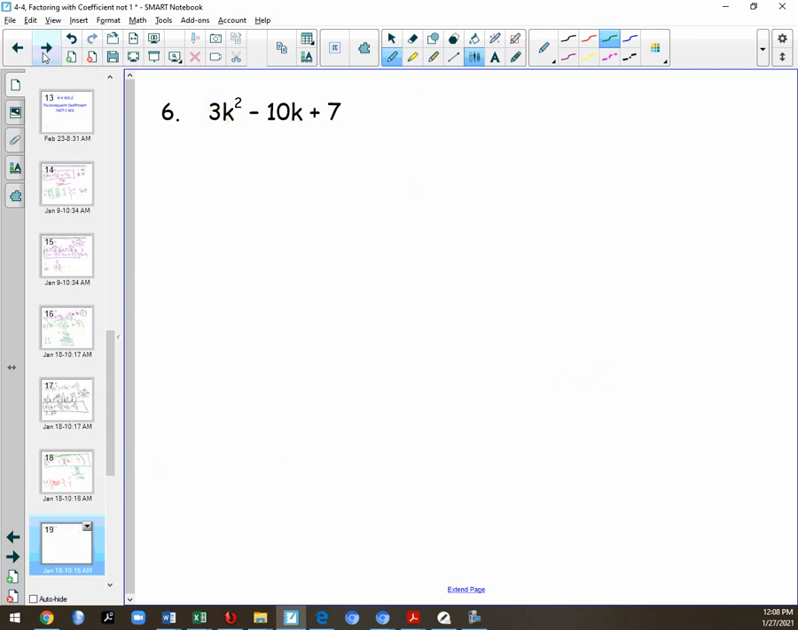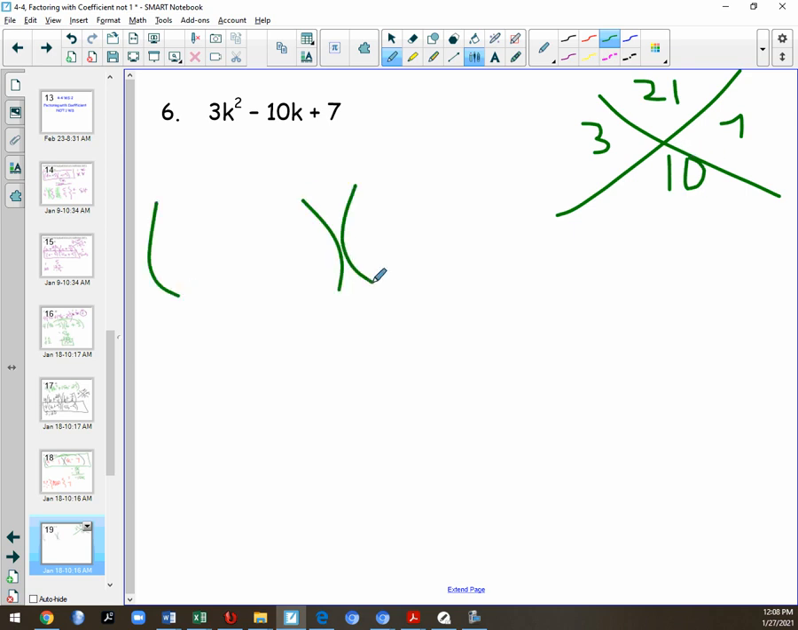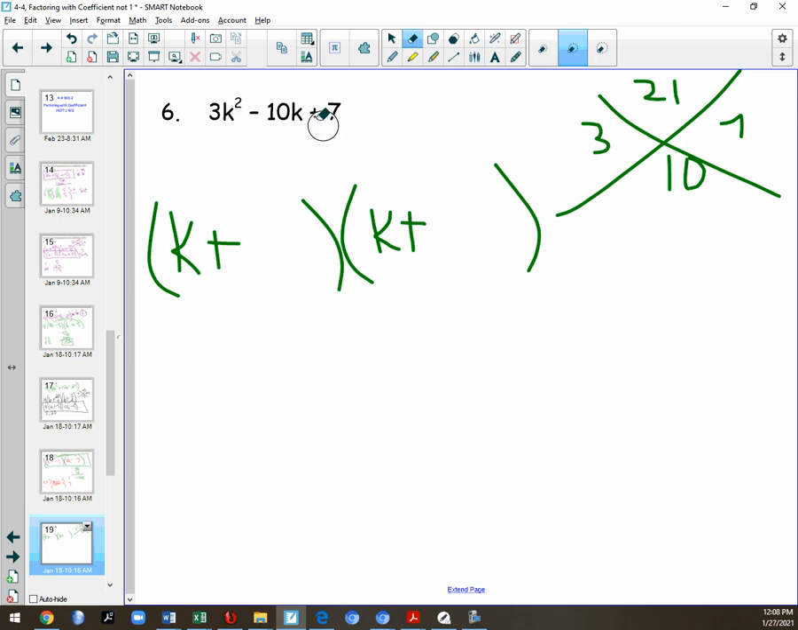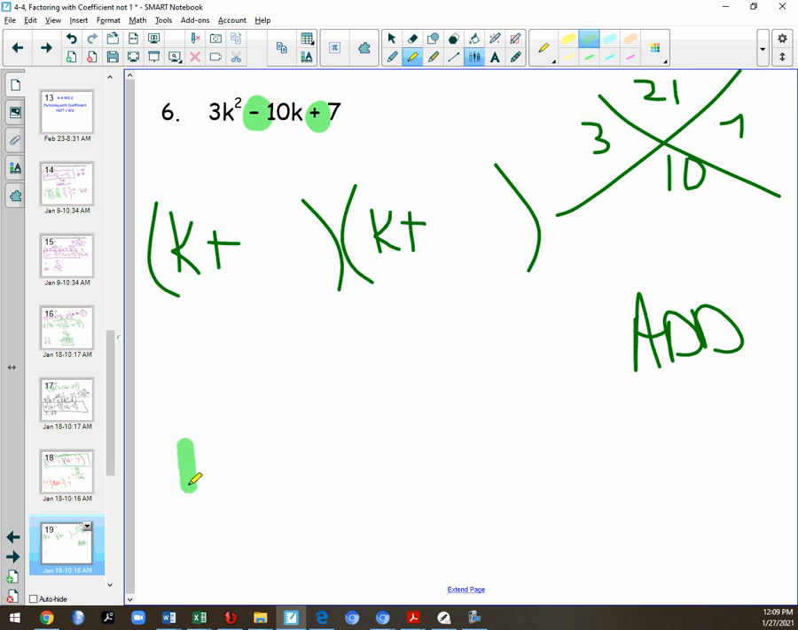If you choose to do this the other method, we already know there is no GCF. Put the 3 here, put the 7 there. I need a 21 and a 10. Now, I'm going to go ahead and go into two binomials. I need a k plus and a k plus. Looking at the end term says that it is going to be a positive, which means I'm going to add. But if you look at your middle term here, that means they're both going to be negative to get the negative 10. So if I come back over here, all the factors of 21 are 1 and 21.